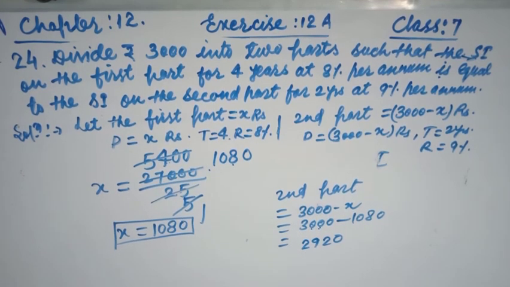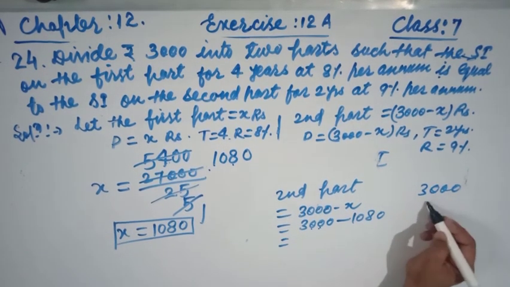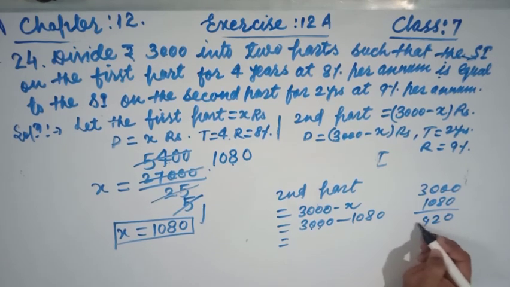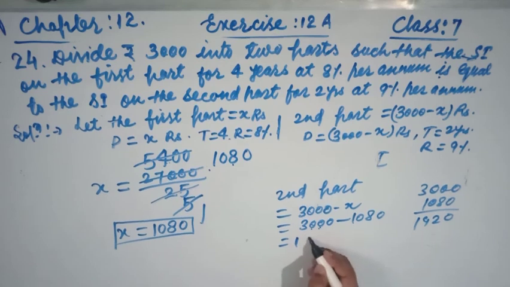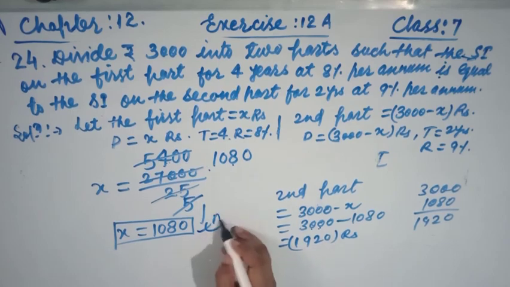Let me check. Something is being subtracted wrongly here. We have to subtract 1080 from 3000, which gives 1920. So this is the second part, and this is the first part. I hope you will get it.